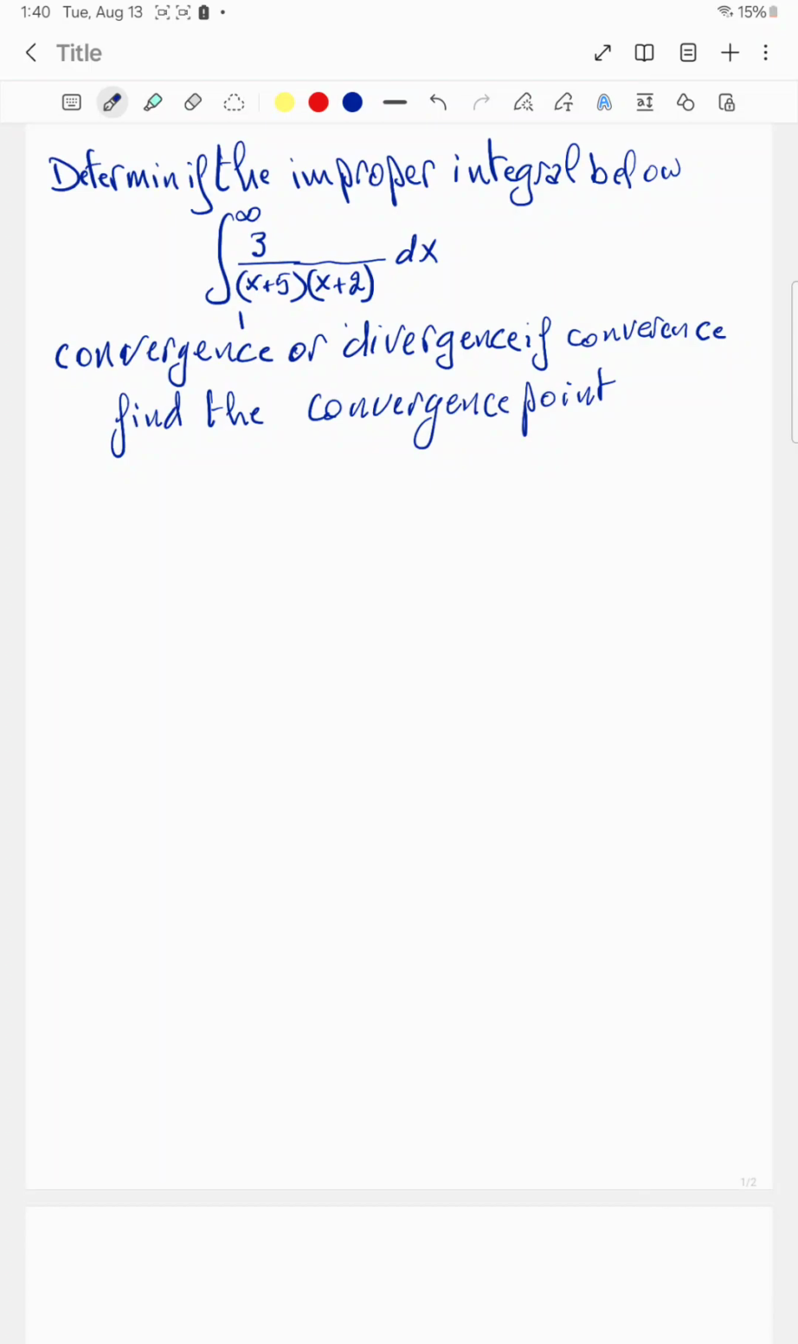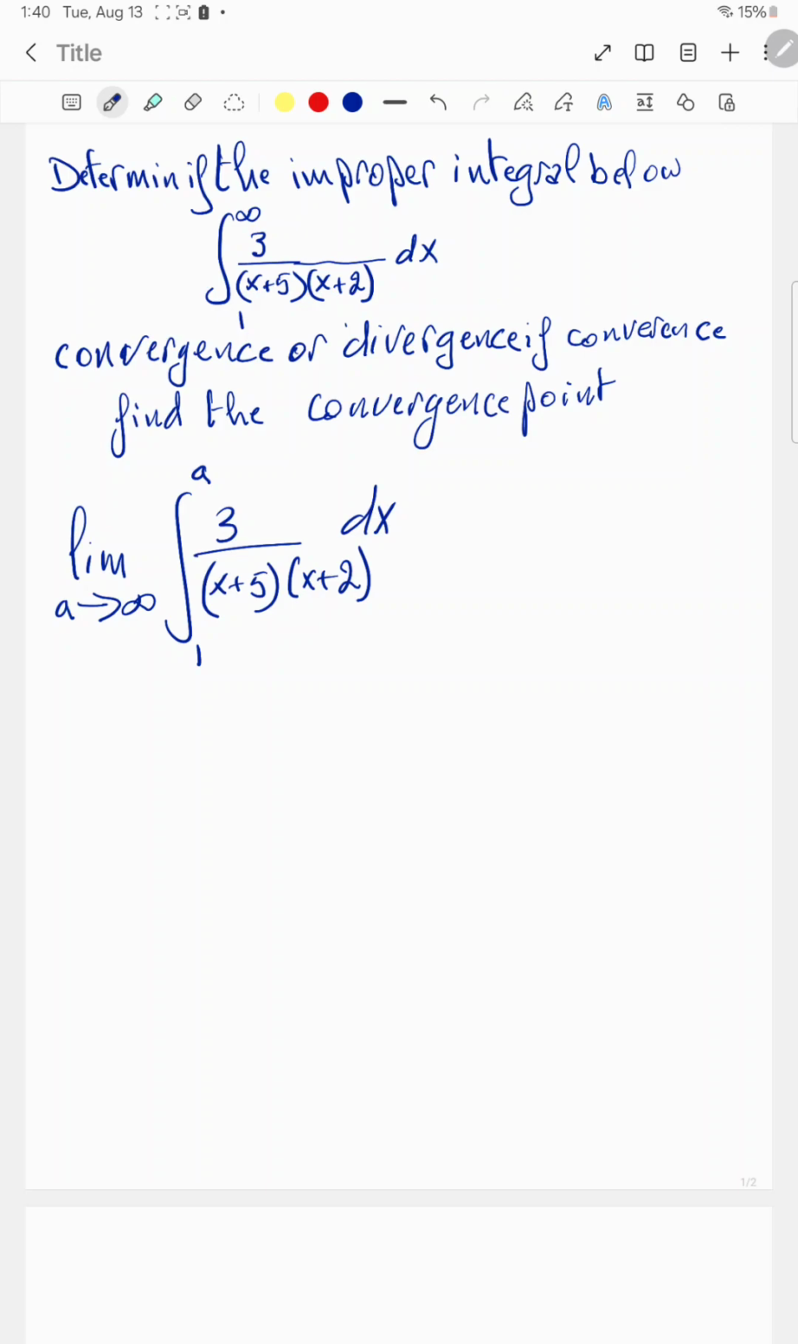In this video, we'll study the integral below to determine if it converges or diverges. Because that integral has an infinity in one of its bounds, I have no choice but to study the limit, as a goes to infinity, of the integral between 1 and a of 3 divided by (x plus 5)(x plus 2) dx. I will put a instead of infinity, but I will say a goes to infinity. If that limit goes to a specific number, that means it converges. Otherwise, it will diverge.